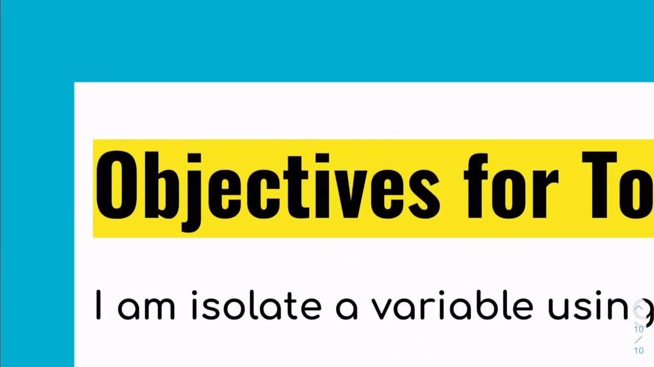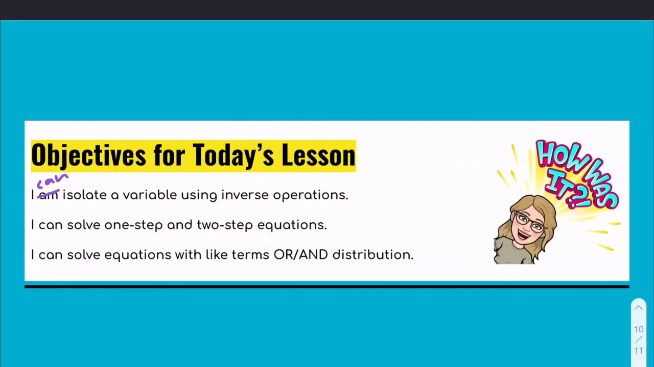And then last but not least, look over these objectives. Again, how I did not notice this typo. Oh, lame. But the objectives are I can isolate a variable using inverse operations. I can solve one-step and two-step equations. And I can solve equations with like terms and or distribution. So think to yourself, can I do all of those confidently? If not, that's fine, but what are areas that you need to work on? And if you really want extra practice, reach out to me and I can give you extra resources.